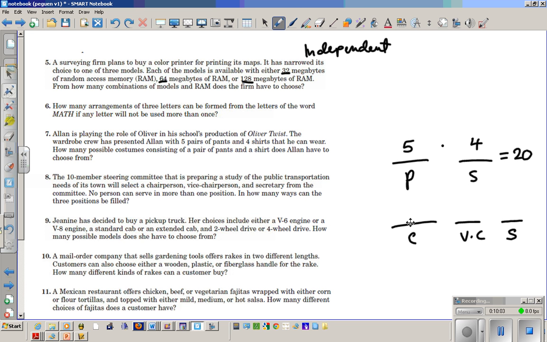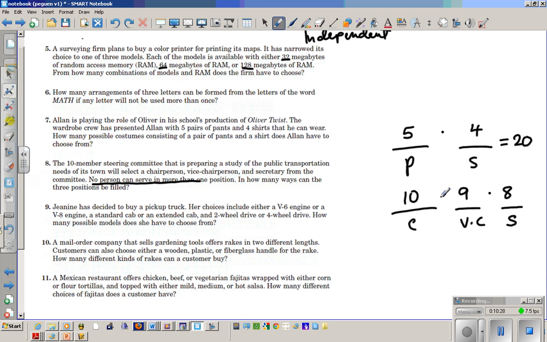How many choices for the chairperson? There are 10 people, right? So we have 10 choices, 10 people that can fill this position. After one person has been taken, we have 9 people that can fill this position. After one person has been taken, we have 8 people that can fill this position because no person can serve in more than one position. So you can't have one person be all three, okay? It has to be one person per position. So 10 times 9 times 8 is 720. All right, let's take a look at number 9.